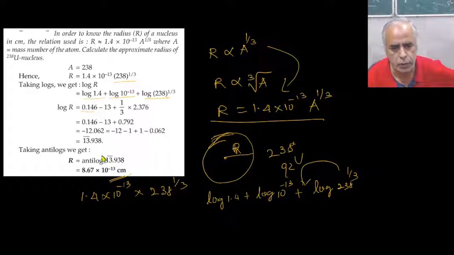The 13 bar can be taken straight away, and for 0.938 the anti-log is 8.67 in single decimal point. So you can put 8.67 into 10 power minus 13 centimeter, and that is the radius. Suppose it is given in meter: centi means 10 power minus 2, so you have to multiply by 10 power minus 2. Therefore, 8.6 into 10 power minus 15 meter.